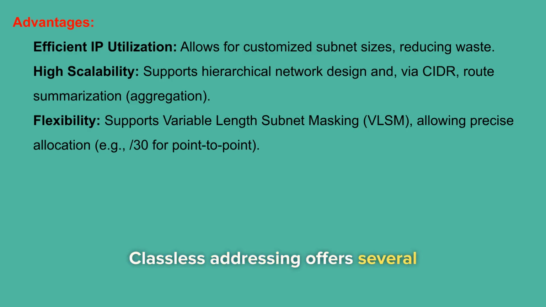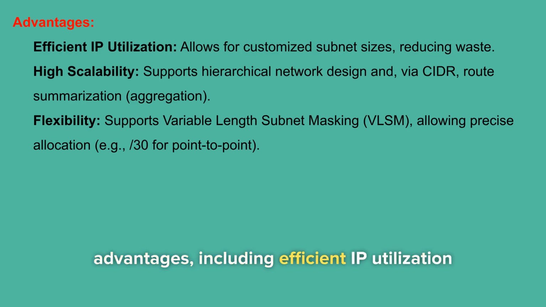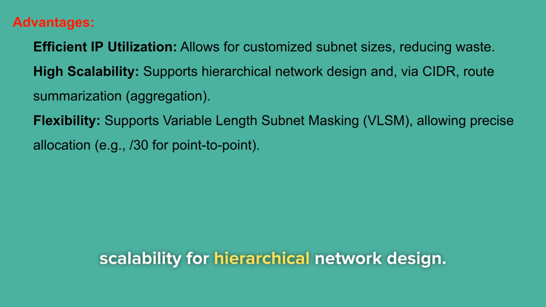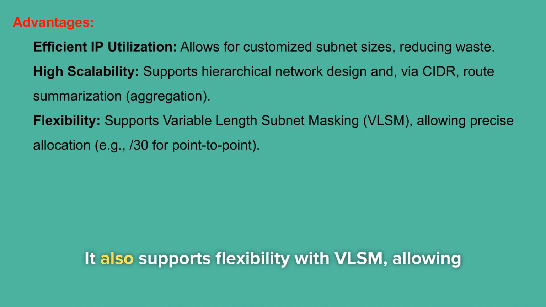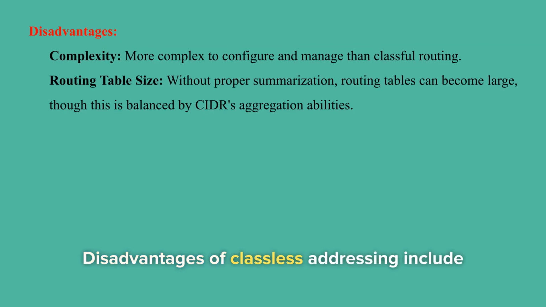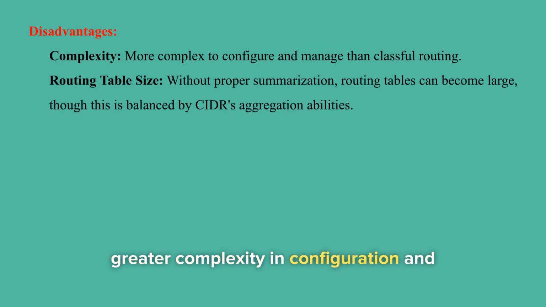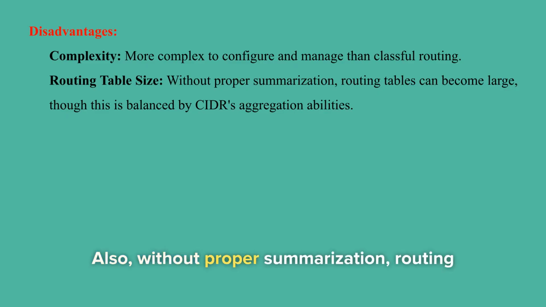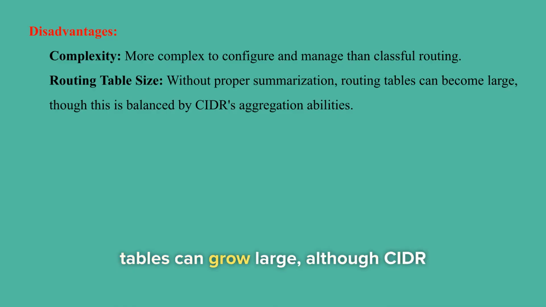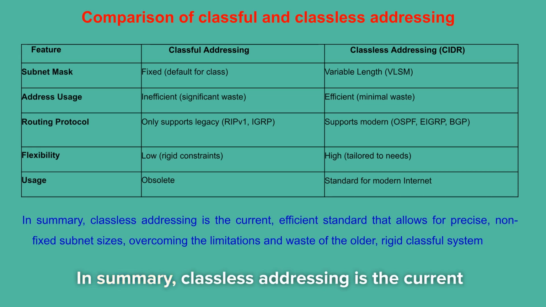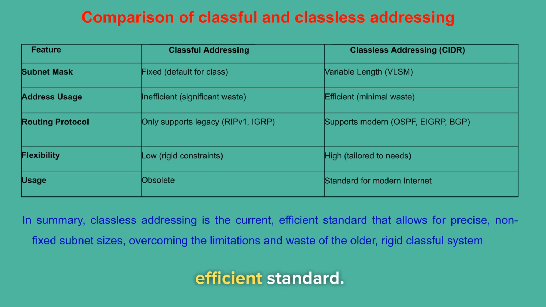Classless addressing offers several advantages, including efficient IP utilization through customized subnet sizes and high scalability for hierarchical network design. It also supports flexibility with VLSM, allowing precise address allocation. Disadvantages of classless addressing include greater complexity in configuration and management compared to classful routing. Also, without proper summarization, routing tables can grow large, although CIDR aggregation mitigates this. In summary, classless addressing is the current, efficient standard.